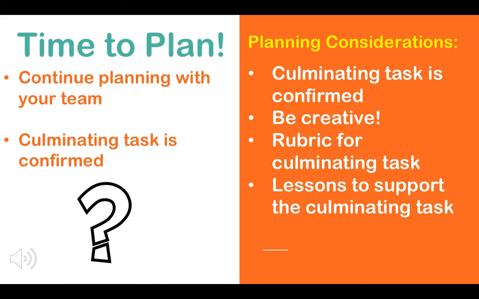What you want to stay away from in a rubric is putting down things that you don't want them to do. So don't include things like, has not done this, because you don't want them to do it. Don't include that in the rubric. Only what you want them to do in the rubric. Make sure that your lessons support the culminating task. And we've talked about that already. Just another reminder.